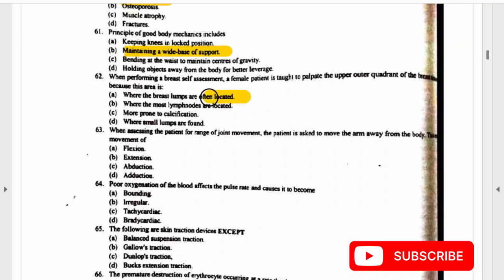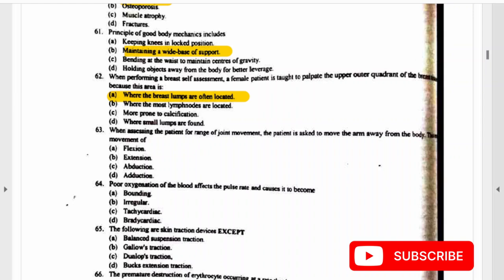It is because this area is where the breast lumps are actually located. The upper outer quadrant of the breast actually extends into the armpit, or the axilla, and it contains large amounts of glandular tissue. So this makes it a very common site for development of breast lumps, including cancerous ones. The other options are actually not even related. They are not anatomically or physiologically correct statements.